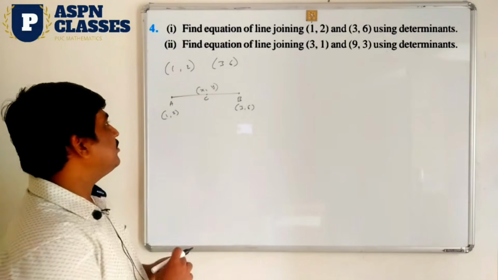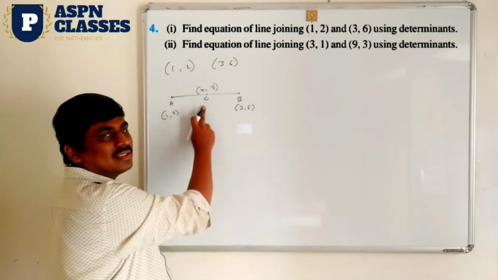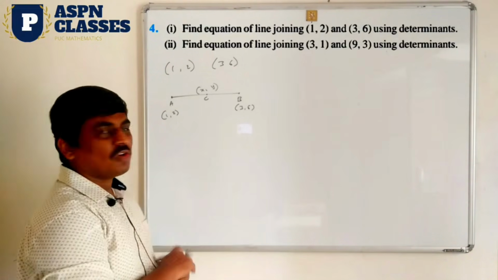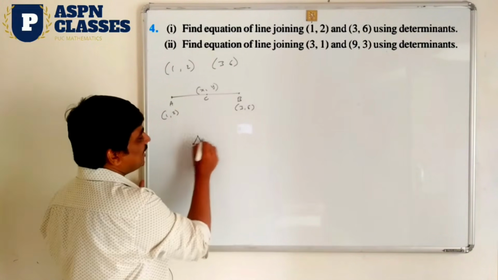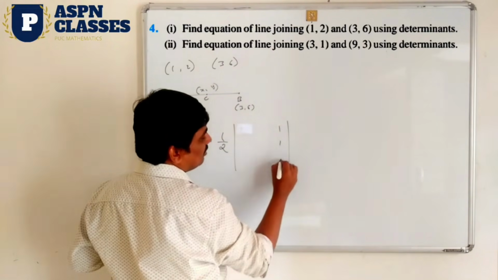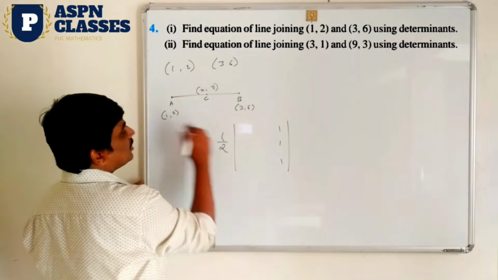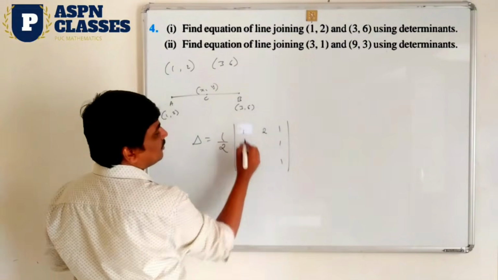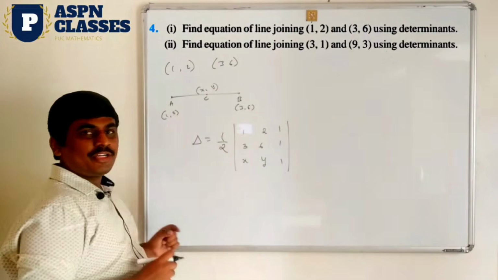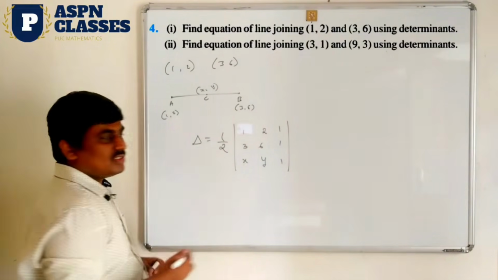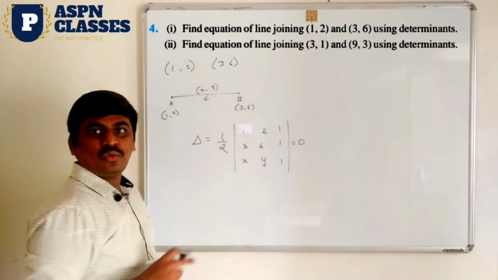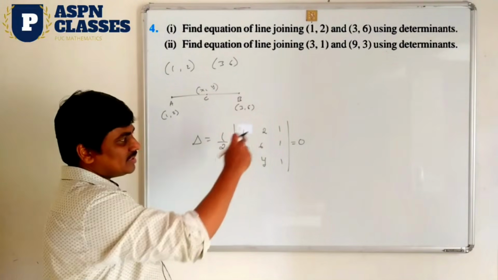So area of the triangle, it means you take the ABC triangle. What is the area of the triangle? 0. So now you can apply this formula. Okay. See, observe here, delta is equal to 1 by 2 into determinant. Here 1 1 1 you have to write. And what is the first point? 1 comma 2. Second point 3 comma 6, third point x comma y. I am taking these as the 3 points. So what is the area of this result? 0 only, correct? Because these 3 points are collinear points. So that's why this result is 0.